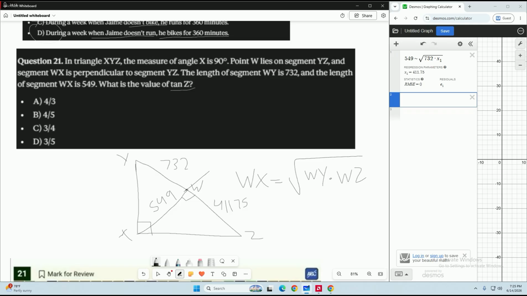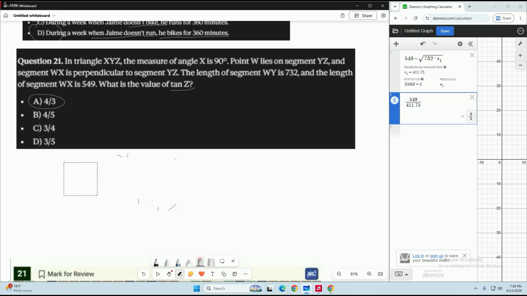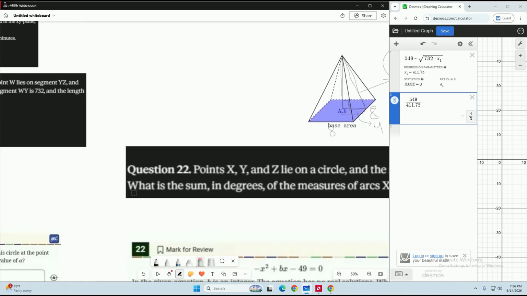Now this question becomes really easy, because what we're looking for is tan Z. So let's remember what tangent is. For those of you who remember it like this, TOA, that's opposite over adjacent. If we have the angle Z right here, the side opposite to that is 549, and the side adjacent to it is 411.75. So if I do 549 divided by 411.75 and simplify the fraction, I get 4 over 3. So that means A is my correct answer to this question. See how easy it is using these formulas rather than doing a bunch of the similarity stuff. Personally, I find it a lot easier, but if you like the similar triangles way, go for it. Okay, let's take a look at question 22 now.